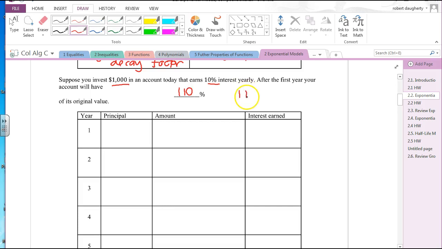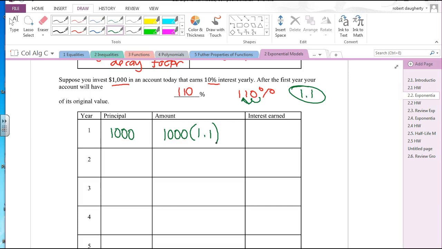Yeah, so 110%. I don't know how you learned it, but this is the decimal. It goes 2 places to the left. So this is 1.1. That means 110%. You'll need that skill today of converting percent to decimal. So if I started with $1,000, at the end of 1 year, I'm going to have $1,000 times 1.1. I'm going to have $1,100. That's what I have at the end of year 1.